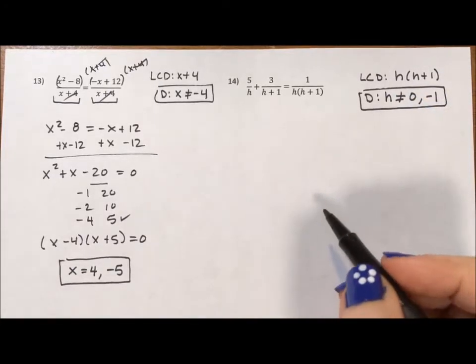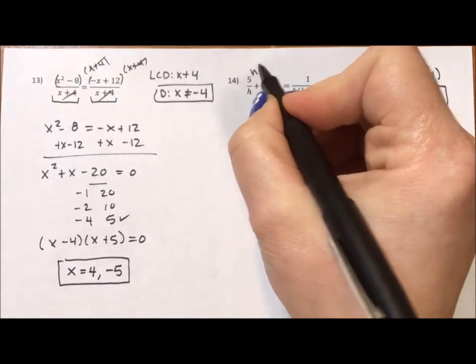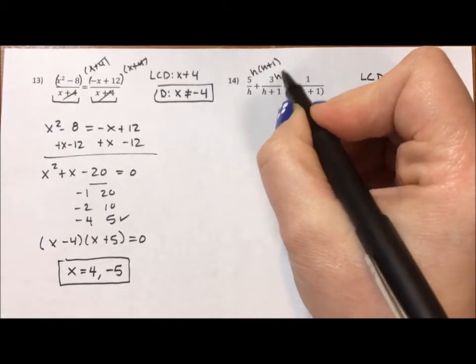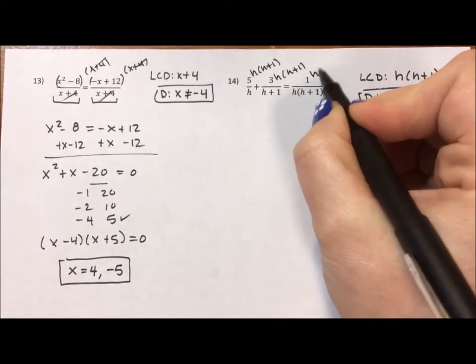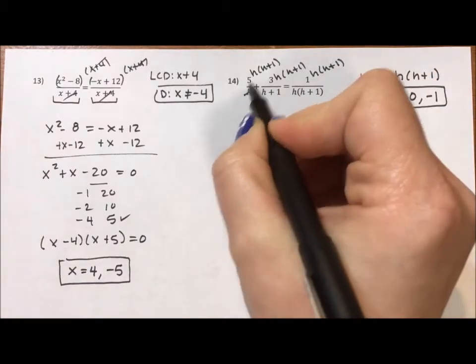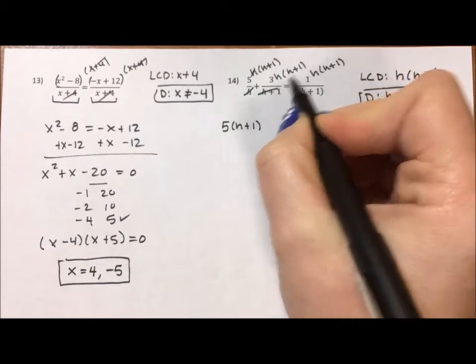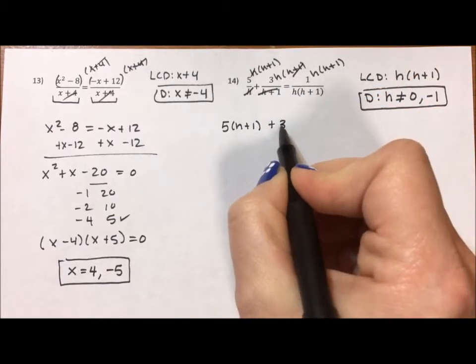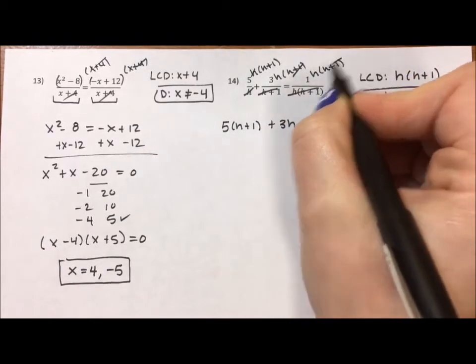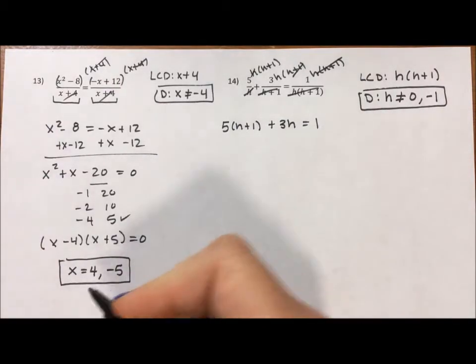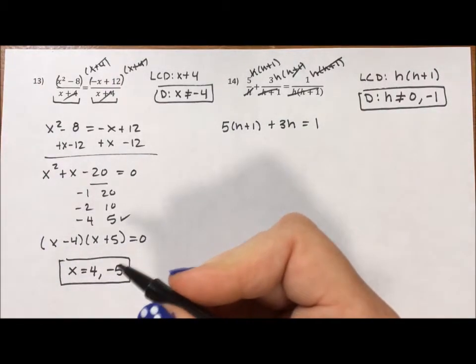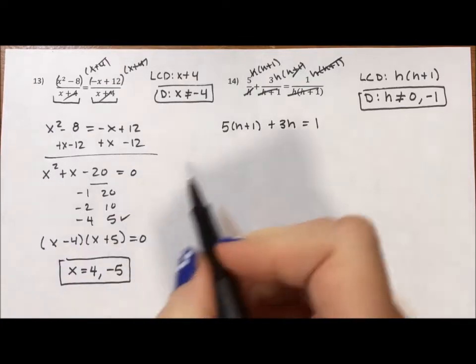Okay, so I'm going to multiply each of my three fractions by h times h plus 1. My h's cancel and I have a 5 times h plus 1. My h plus 1's cancel and I have a 3 times h. Everything cancels and I have a 1. Notice there's no squared terms. There's not going to be any factoring. This is a nice problem.